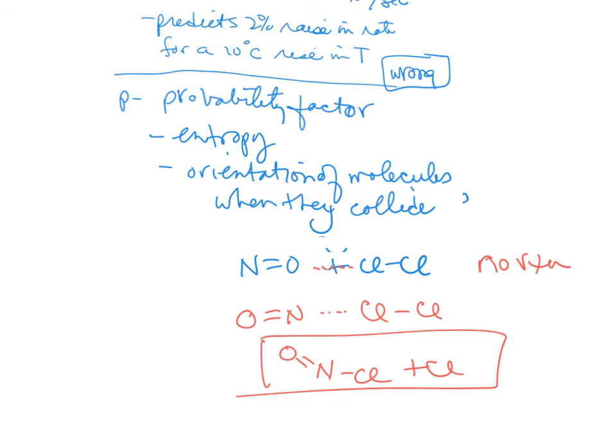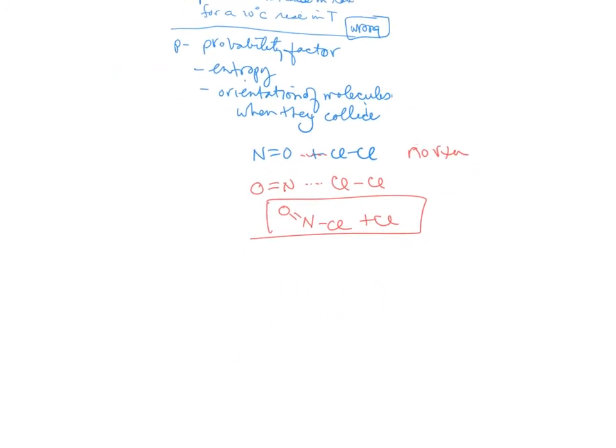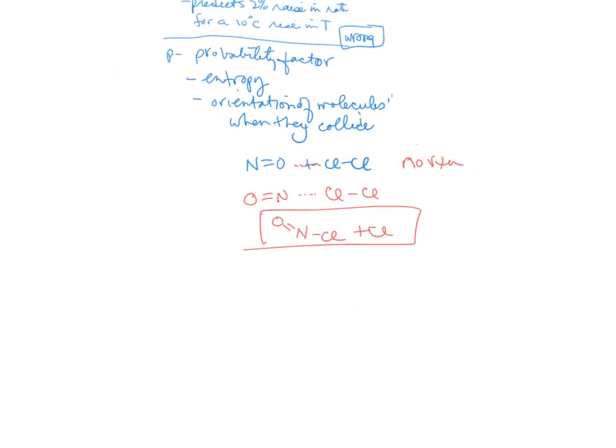So that is the probability factor. That's kind of a simple example there. You know, only half the time, half of the collisions end up in product, but again, it would be more complicated than that. It's not just left or right. Okay, anyway, so that would be something to consider. This would be the orientations of molecules.